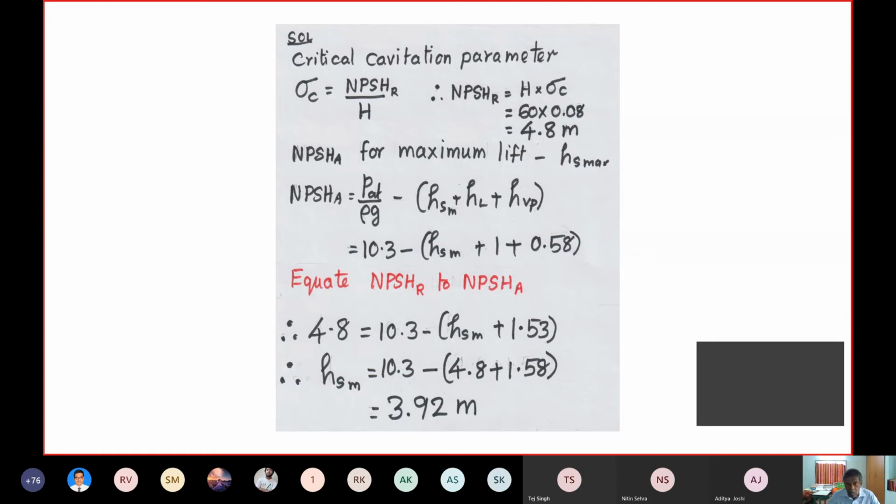Now you can equate these two. The required one calculated from the critical cavitation parameter, which is 4.8 meters, is equated to the NPSH available. You have the simple equation. If you solve, you get HS maximum equal to 10.3 minus 4.8 minus 1.58. So you get 3.92 meters. Okay. So here you find the critical cavitation parameter sigma c, and the definition is NPSH required divided by H.